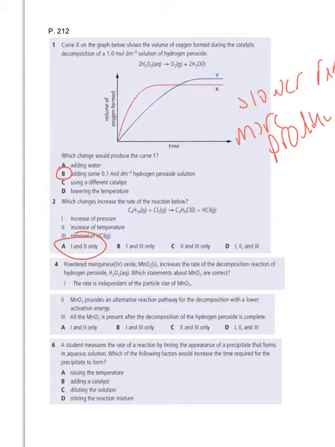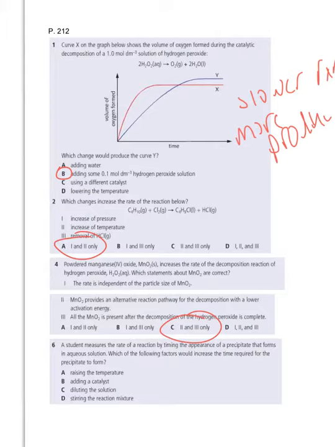And then statement 3 says all the MnO2 is present after the decomposition. So 2 and 3 are describing a catalyst, which is what MnO2 appears to be here. So I would go with C, 2 and 3 only.